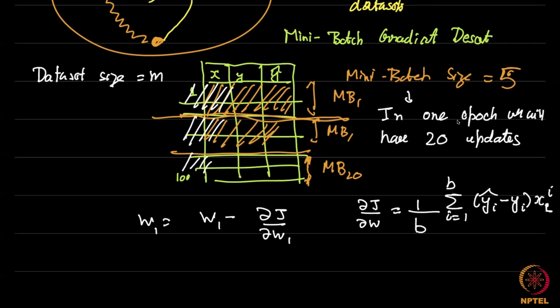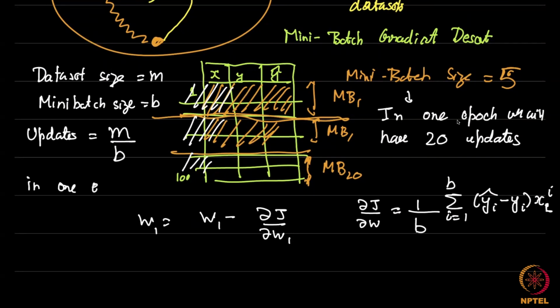So in general, if the data set size is M and mini batch size is B, then we will have M by B updates in one epoch. What is the significance of one epoch? One epoch is when you have seen the entire data set. For example, you have 100 thermocouple measurements. You have made sure that your parameters have seen all these 100 measurements, and then only you're happy. That's also what is an apples to apples comparison.